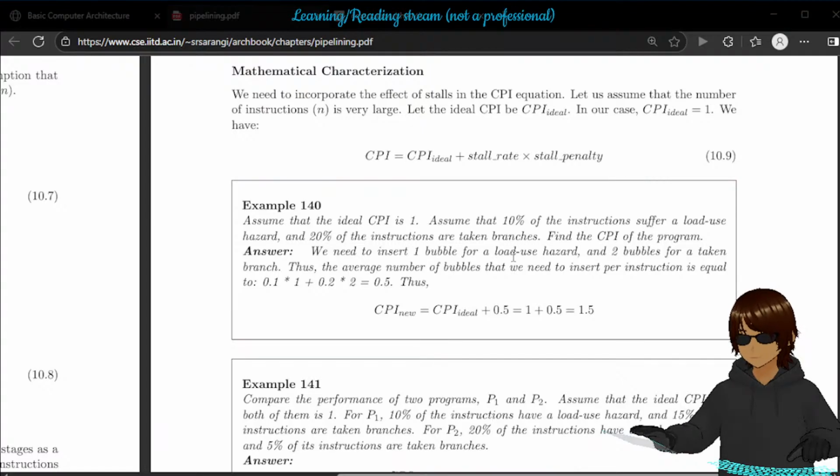We need to insert 1 bubble for a load use hazard and 2 bubbles for a taken branch. Thus, the average number of bubbles that we need to insert per instruction is equal to 0.1, or 10%, and then 20% is 0.2 times 2. That's the stall rate, right? No, stall rate is this 10%, and we times it by the stall penalty, which is taking up 1 stage, right? 1 clock cycle.